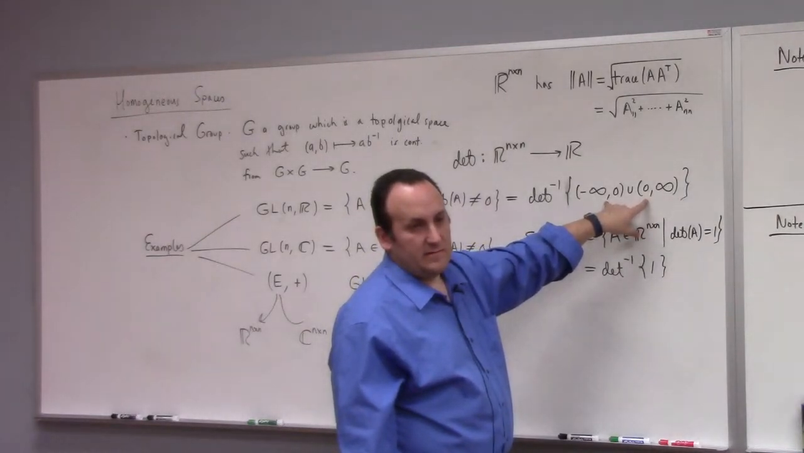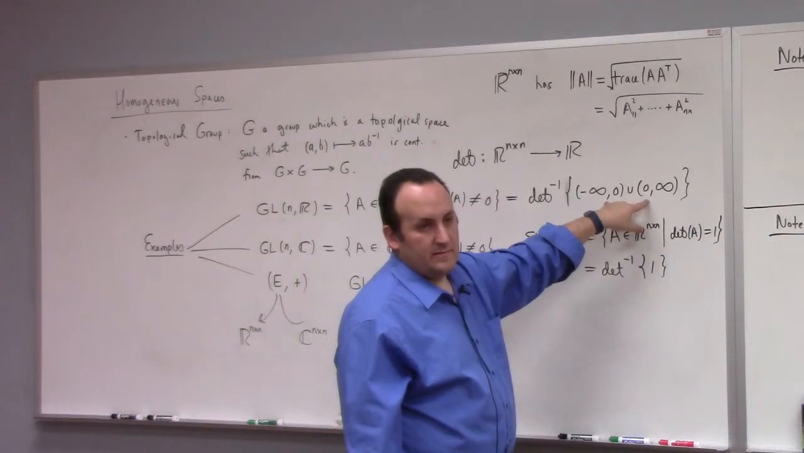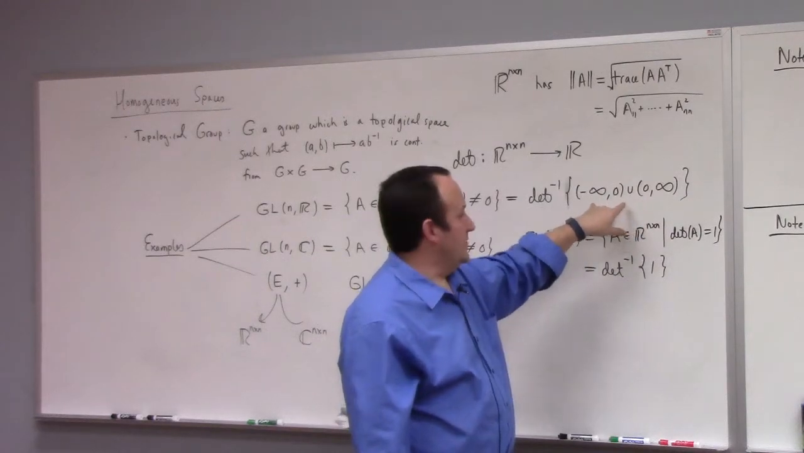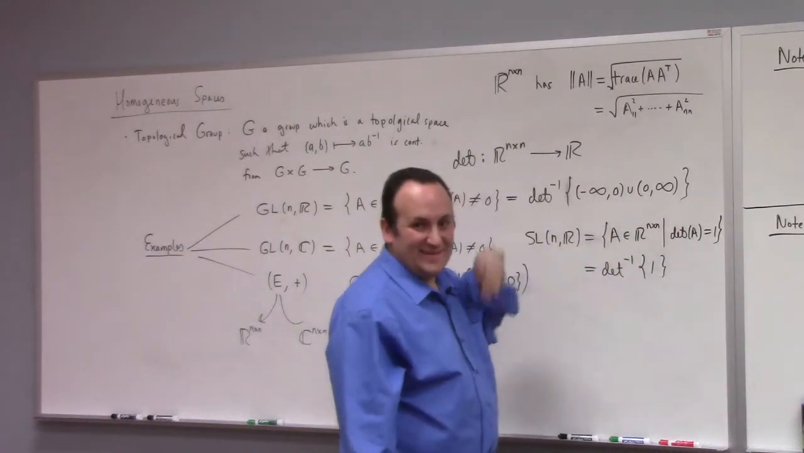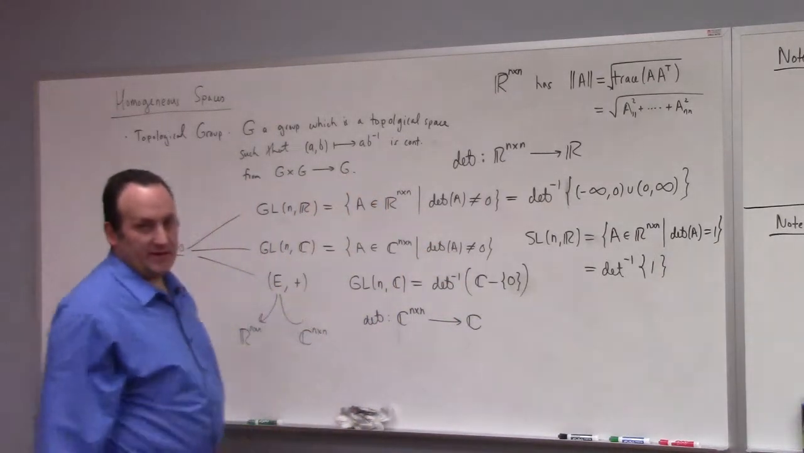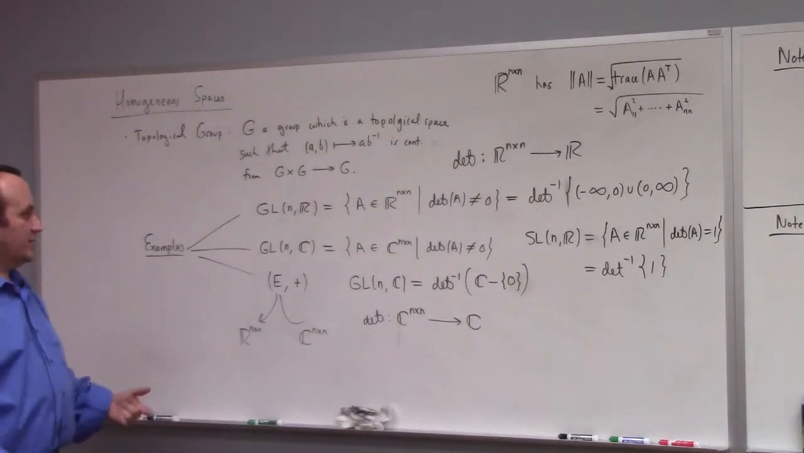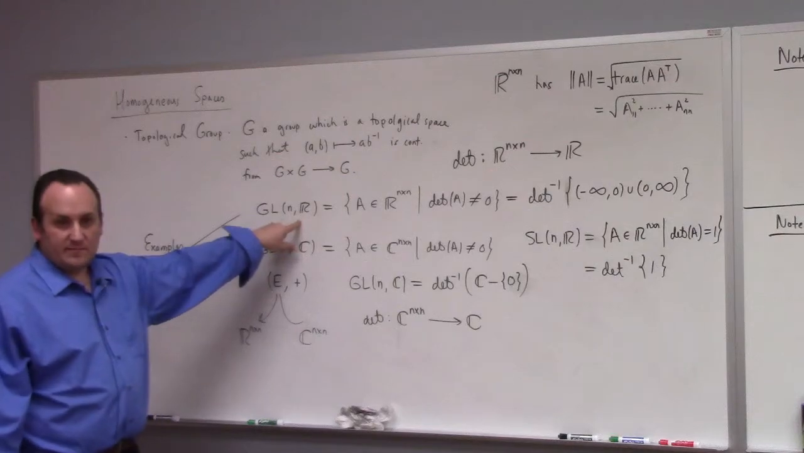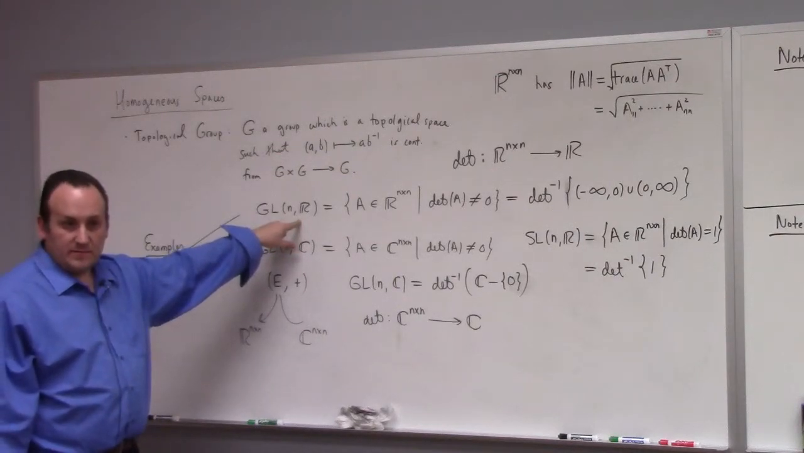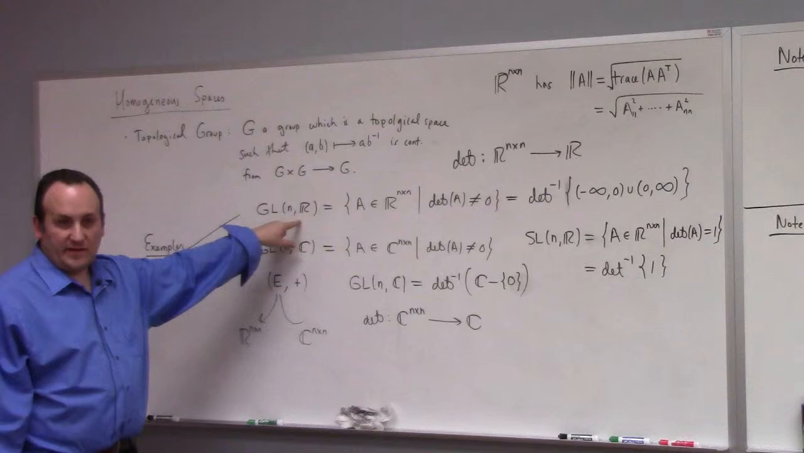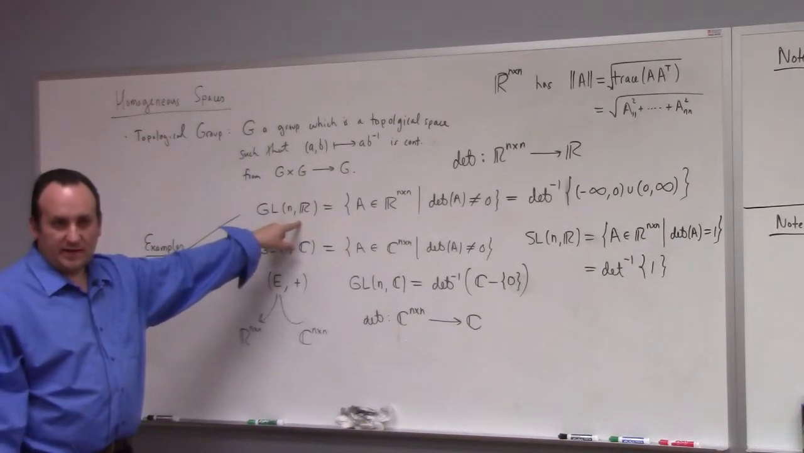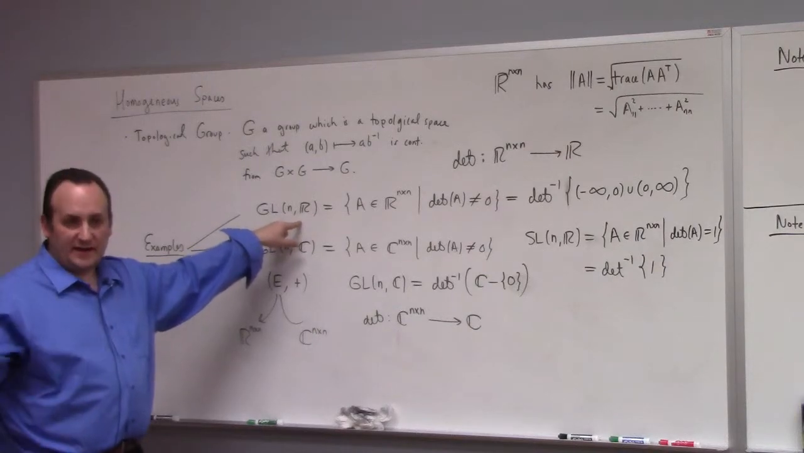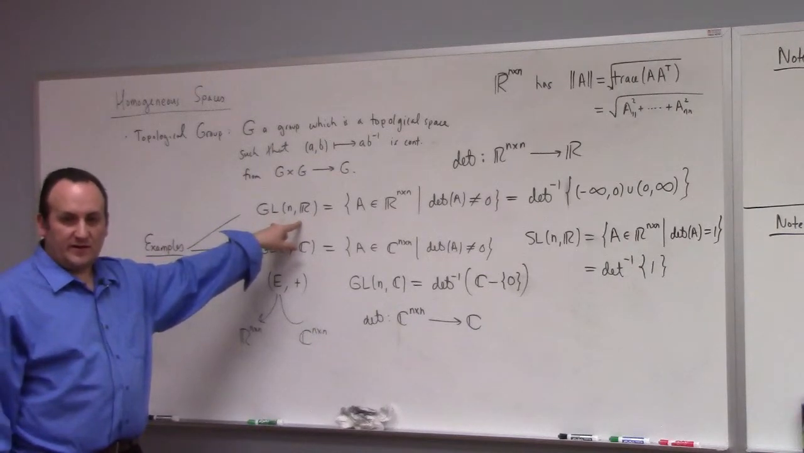Is this connected? I mean, it's not, right? This is a disconnected set. I mean, it's a separation, right? So in other words, GLNR is not connected. What are the two components to GLNR? It's pretty easy. You got the positive determinant ones. You got the negative determinant ones. But GLNR is not connected.